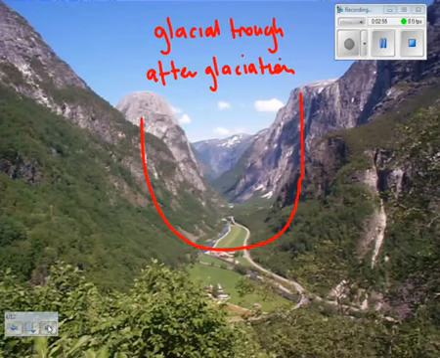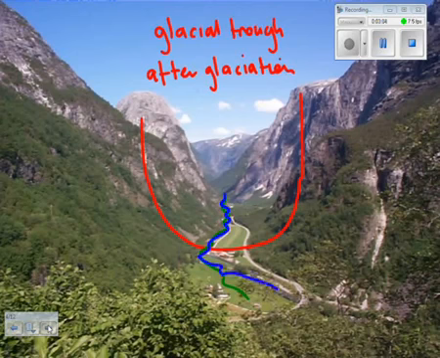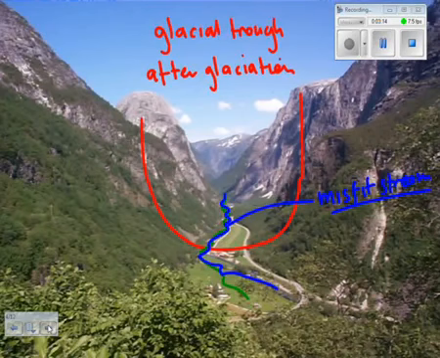Sometimes within the trough you'll get a little river. You can see a little river here, a river coming through the landscape. And this is sometimes known as a misfit stream. And it's called a misfit stream because it didn't actually cut or erode the landscape.